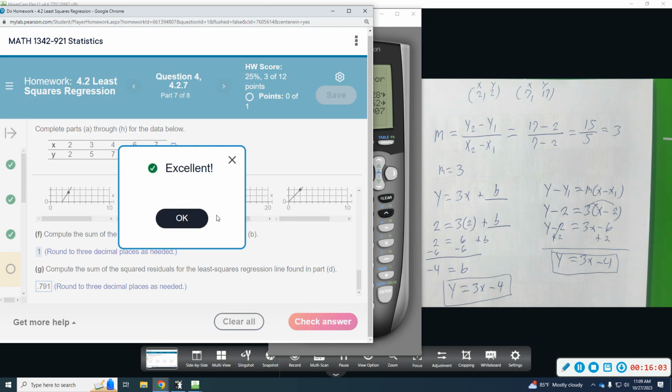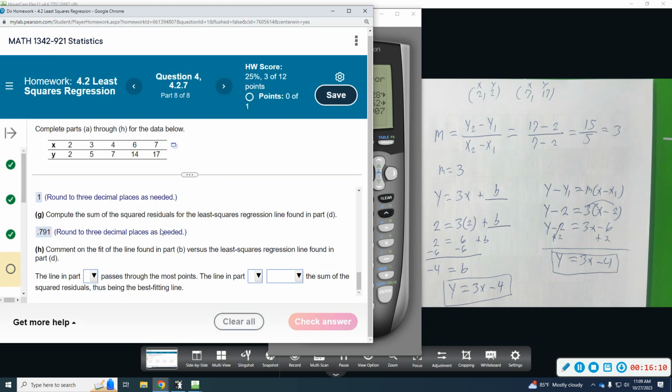So I do recommend you use technology because this is a lot of calculations by hand. It will take an extremely long time, much longer than it's taken doing it with technology.